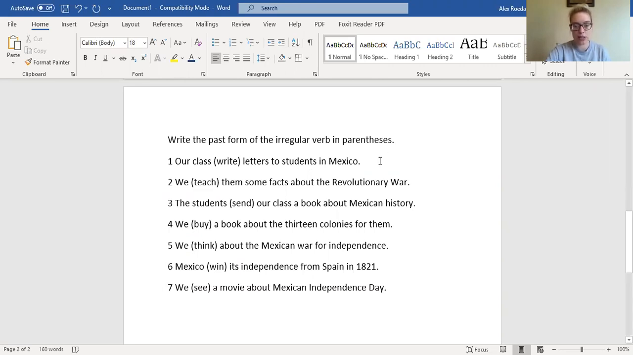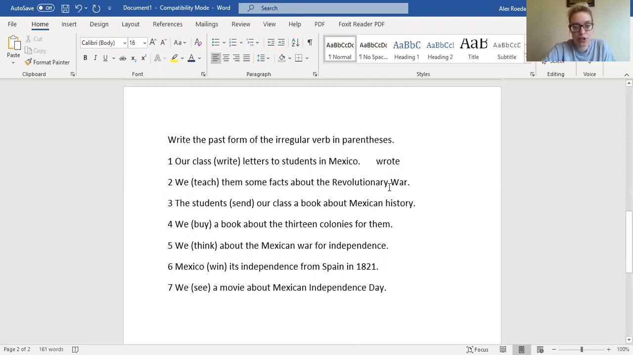Our class write letters to students in Mexico. Well, write is my present tense. I need to change write to past tense. I've got to think, well, what is the past tense of write? Past tense would be wrote, so we would write wrote off to the side, just like we do in class.